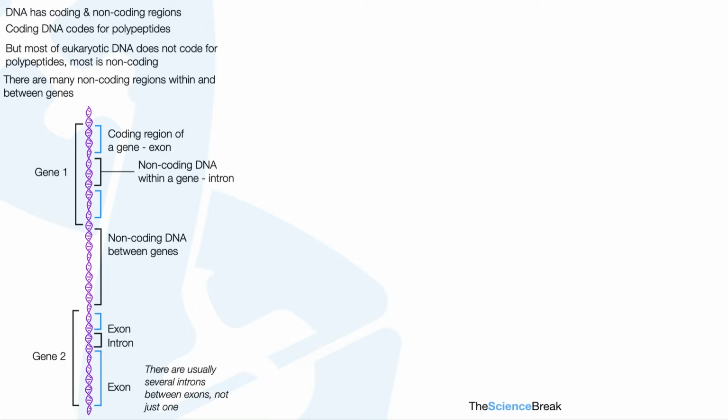There is non-coding DNA between genes. This often contains repeat sequences of bases, for example, that repeat sequence there. Also worth noting that non-coding DNA also has regions that regulate genes. We'll look at that in more detail in Year 2 A-Level Biology.